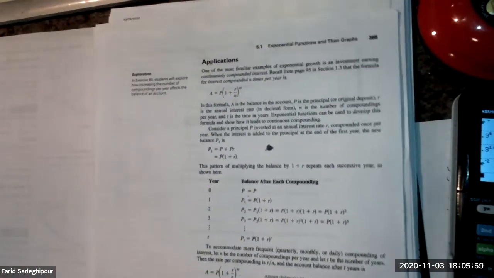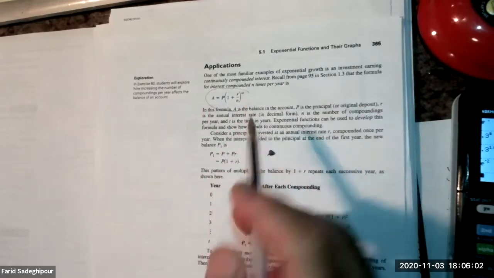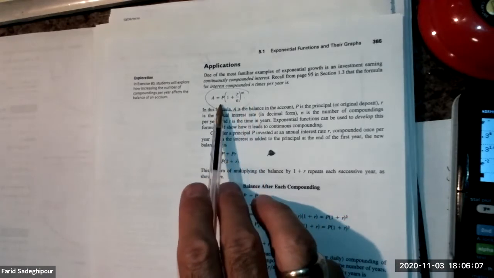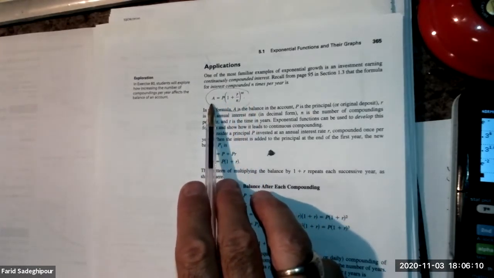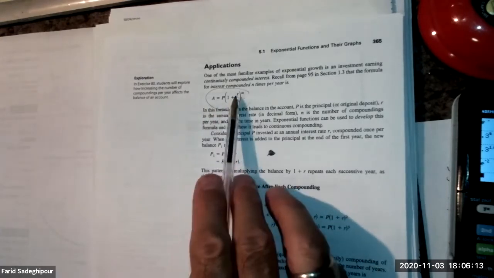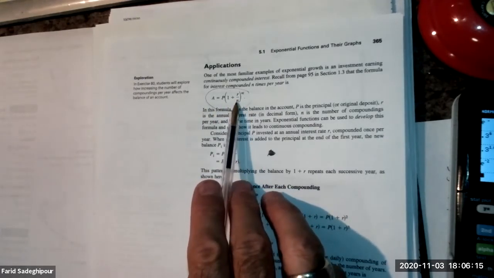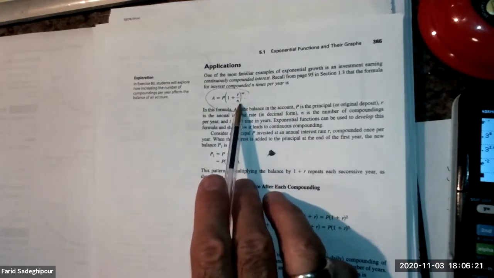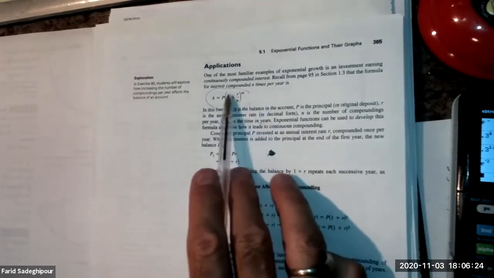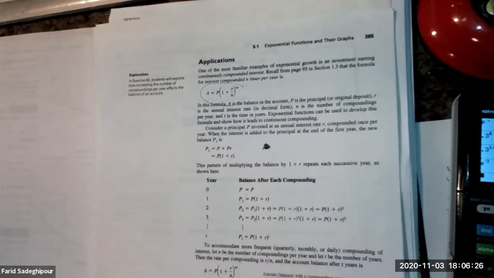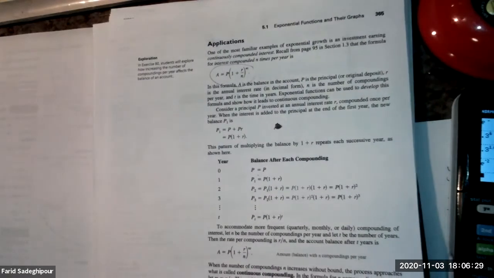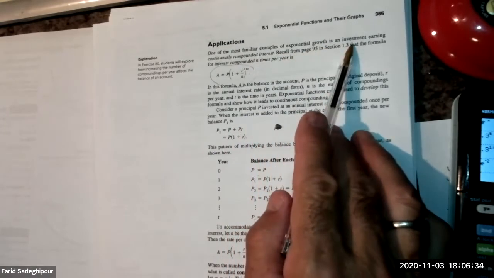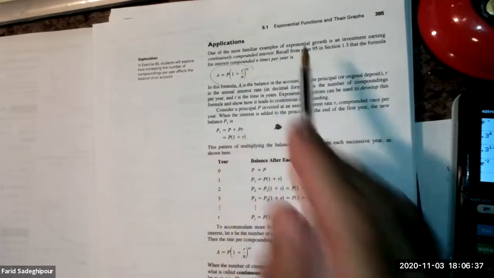And here is the formula that we use for the homework. When you deposit some money in the bank, A is your principal plus the interest, R is the rate, N is how the bank treats your money, whether interest is compounded quarterly, monthly, yearly, or daily. You are using this formula. This is one of the most familiar examples of exponential growth in investment earning, continuously compounded interest.